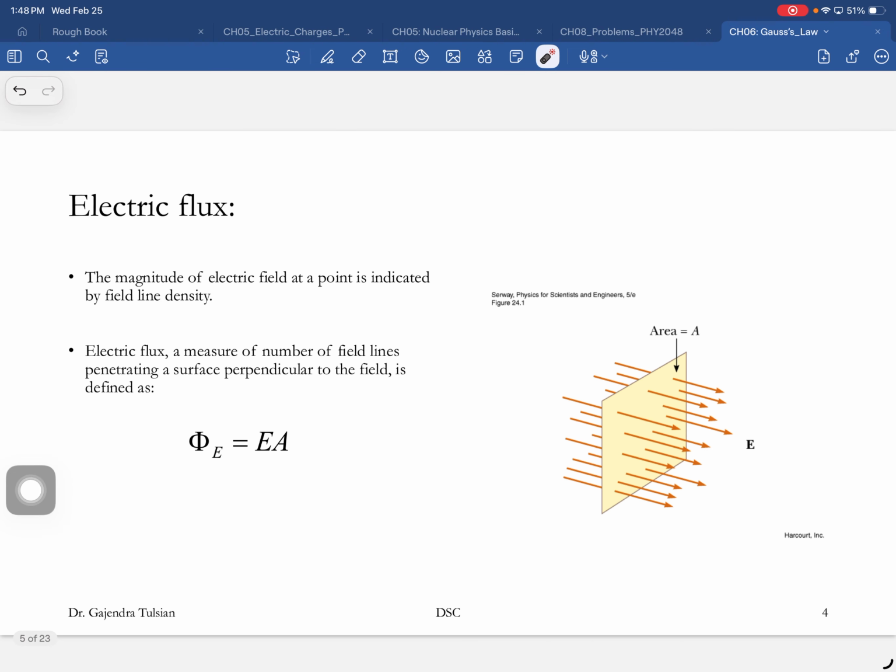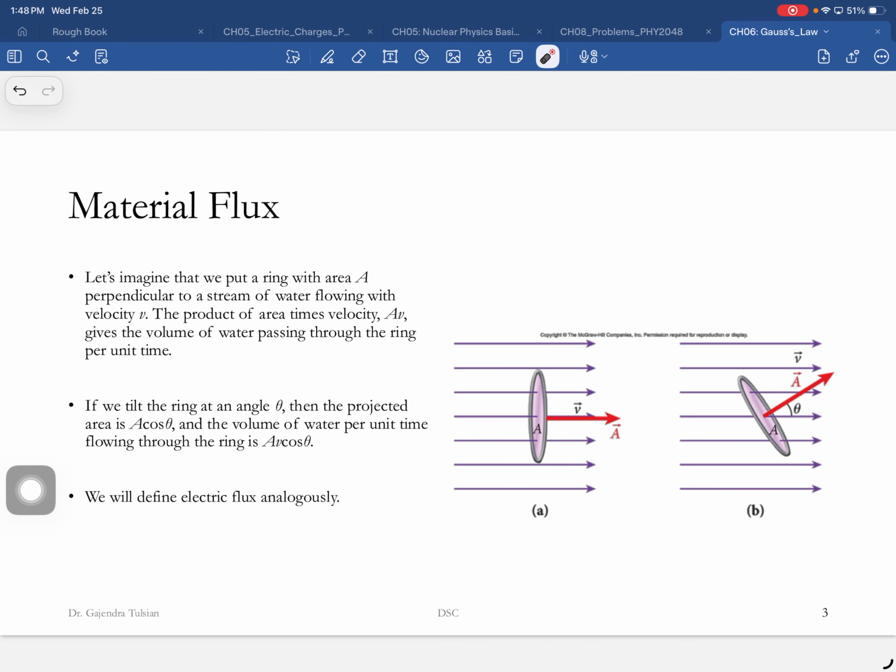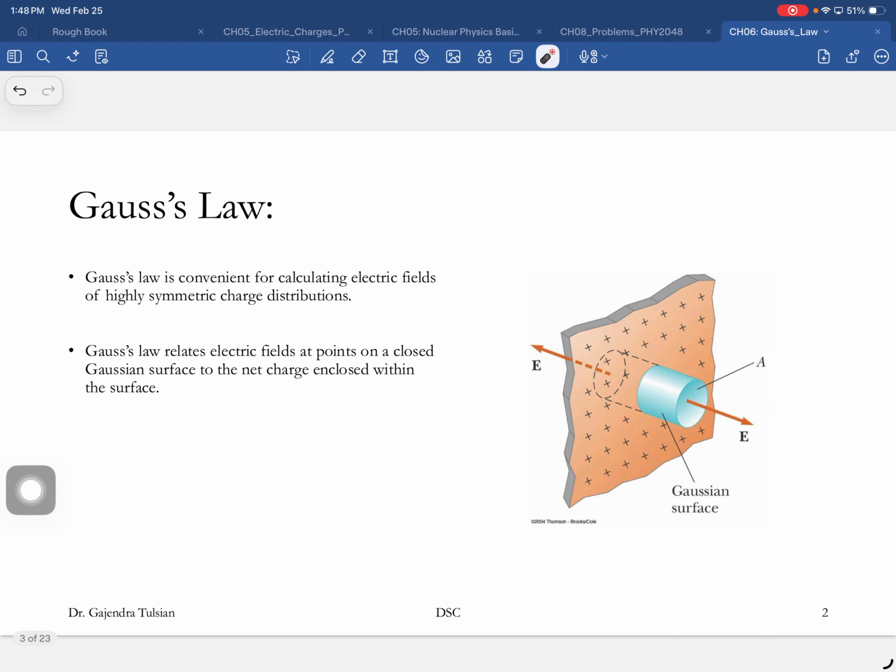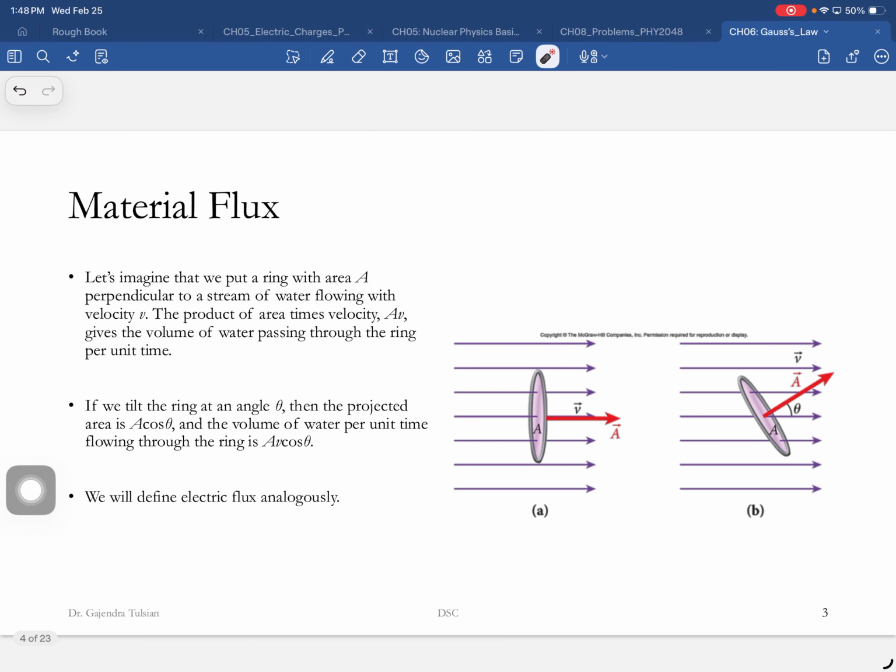And we are going to use that to deduce various things, and you'll learn some neat things. So let's go ahead and get started. It relates electric fields at points on a closed Gaussian surface to the net charge enclosed within the surface. First, we'll define material flux, just so you have something in mind.